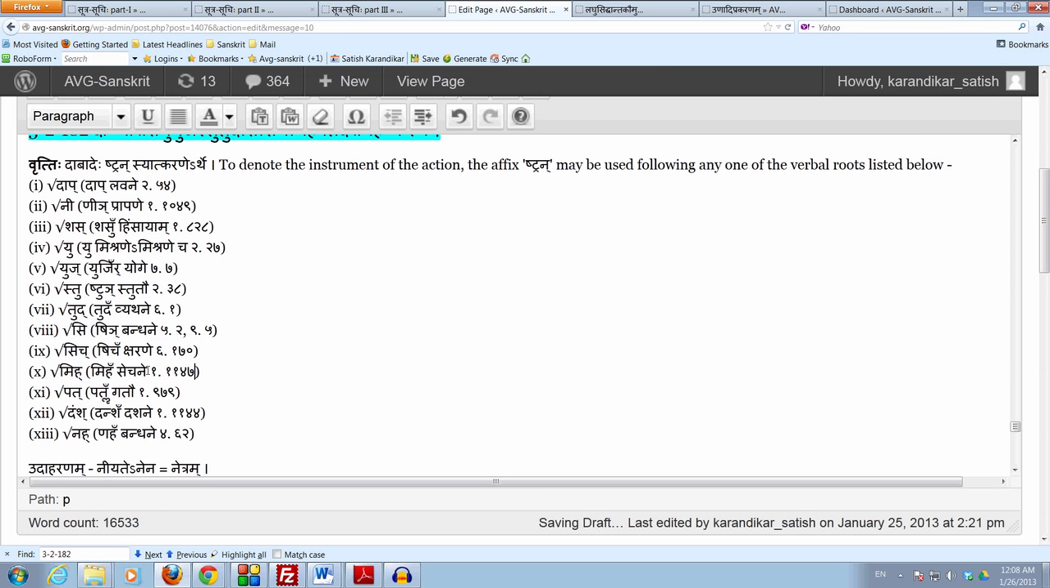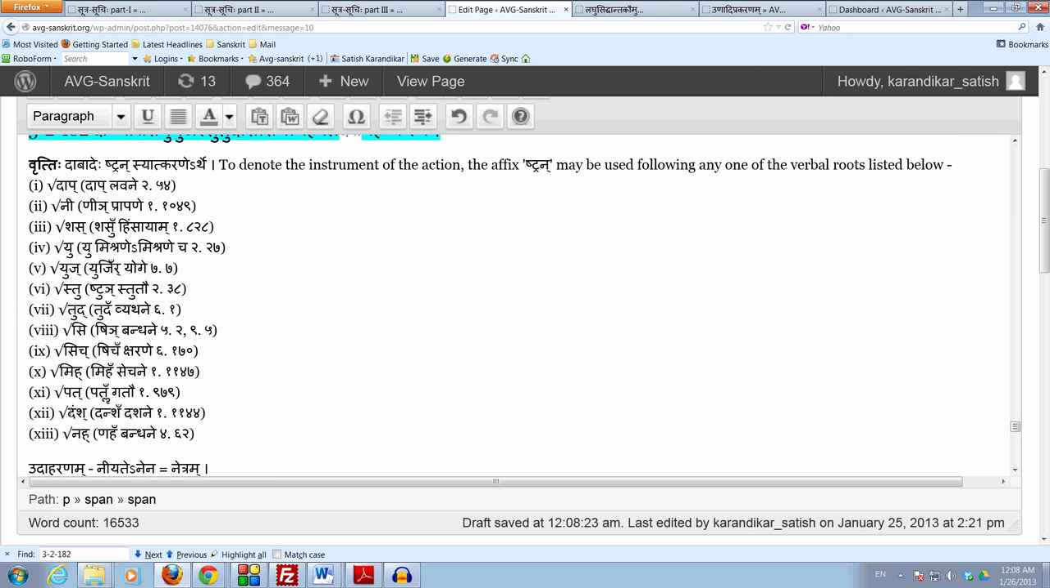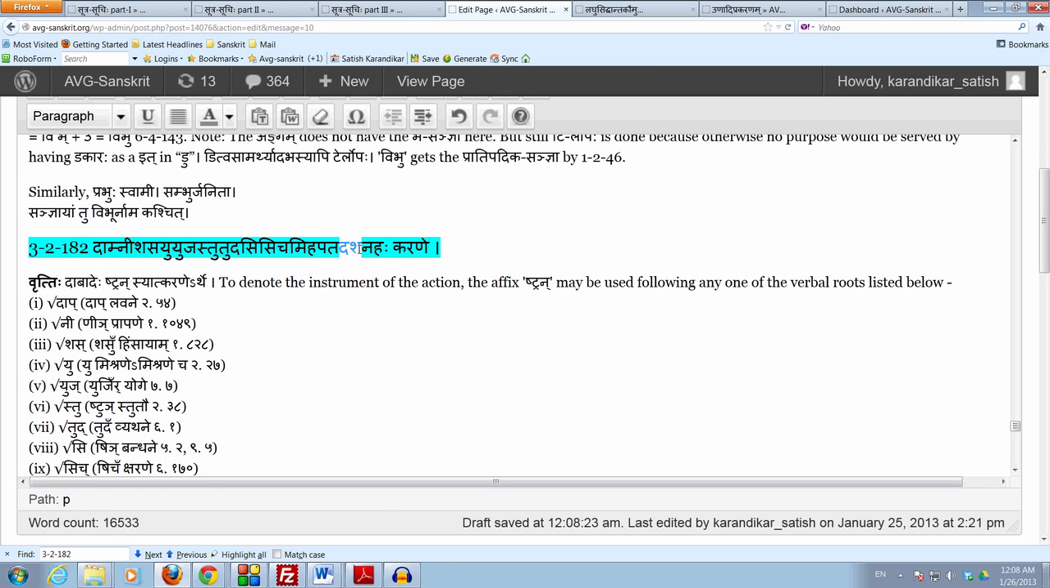The 11th one is pat, which is patl gatau from the bhadiganaha. The 12th verbal root is dansha, which is dansha dashane from the bhadiganaha. Now one thing to note here is that in the sutram, Panini says dasha and not dansha. Now some grammarians take this as a jnapakam, as an indication or suggestion from Panini that the nasal of this verbal root dansha may drop even when the affix following is not a kit or a nyat.